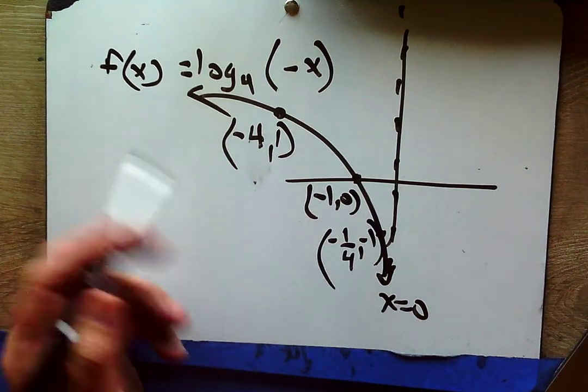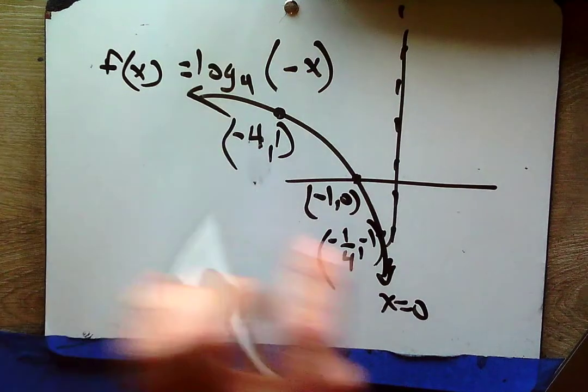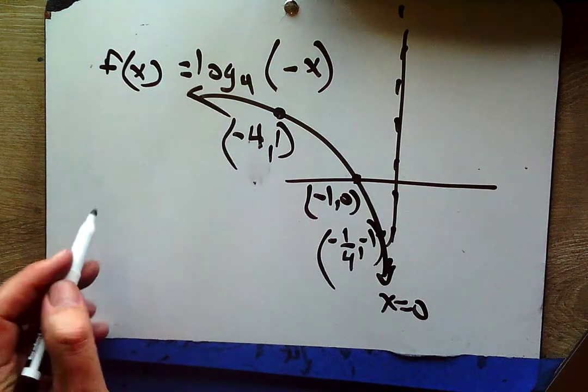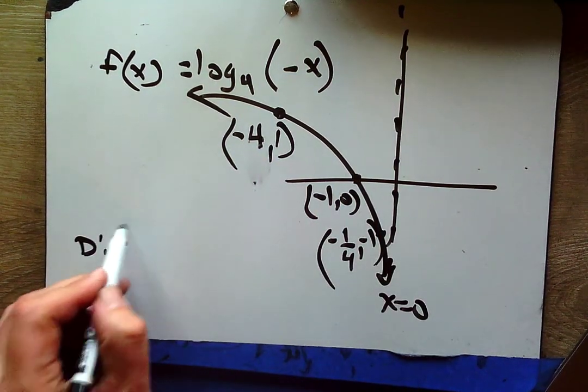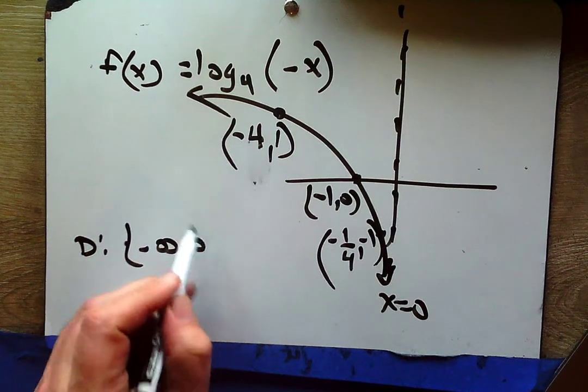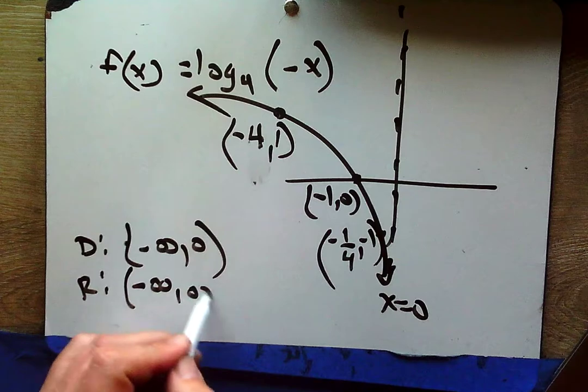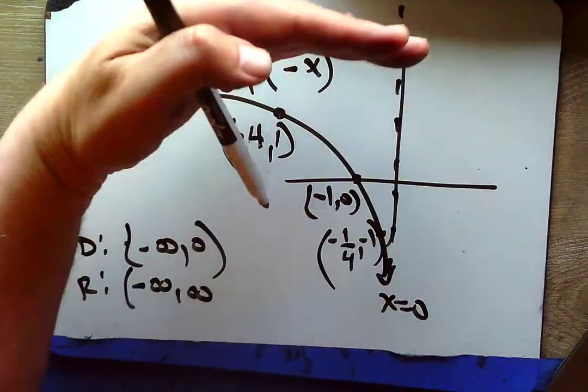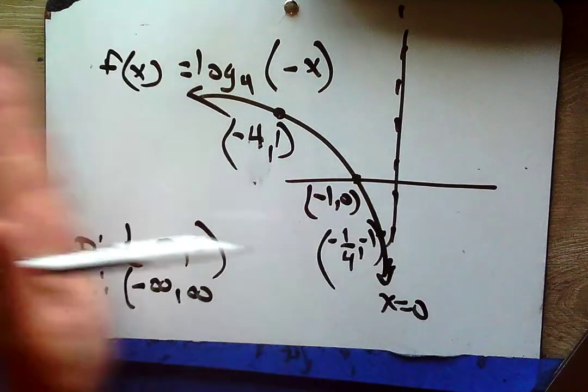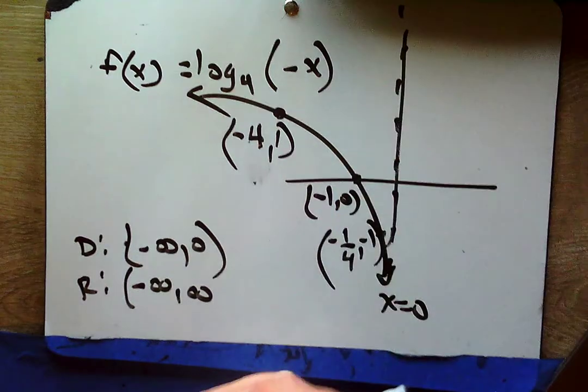So what's my domain? Well, because this is going to go forever that way, my domain is going to be negative infinity to 0. My range is still negative infinity to infinity. The range is all the possible y values. I only have a restriction on x's. They can't go past here.